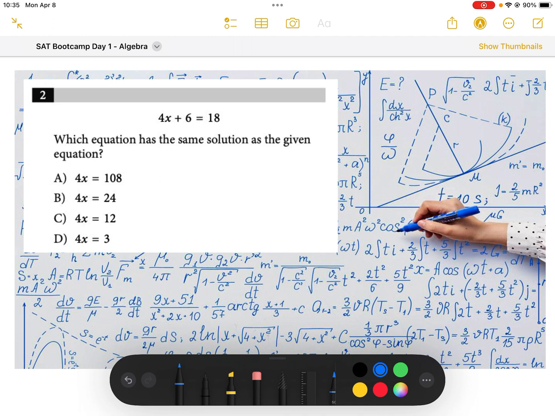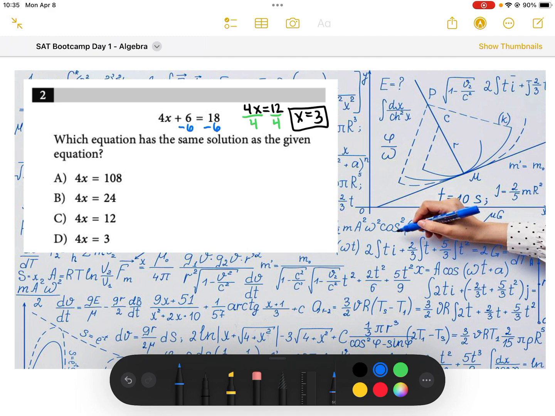All right, first we need to solve the equation, the 4x plus 6. So I'm going to subtract 6 from both sides to start. So you're going to get 4x equals 12. Then divide both sides by 4, so we get x equals 3. So we have to figure out if A, B, C, or D gives us x equals 3 when we solve.